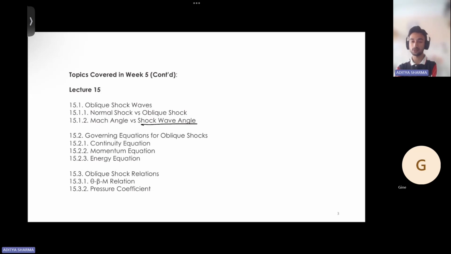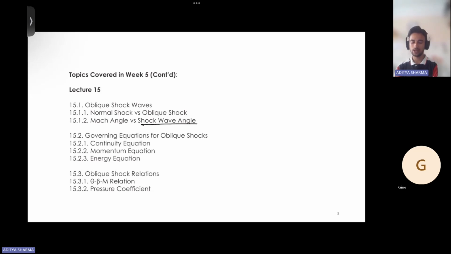And then there is the theta-beta-M relation. It's also a very important relation when we are studying oblique shocks. We cannot dare to miss this relation, because our numericals may rely on it. So we also need to remember this relation, from the exam's point of view, I'm telling you.